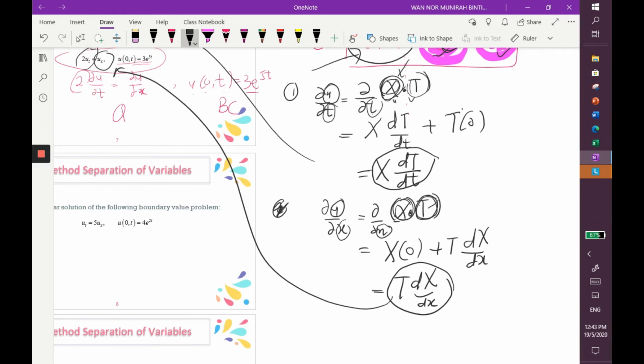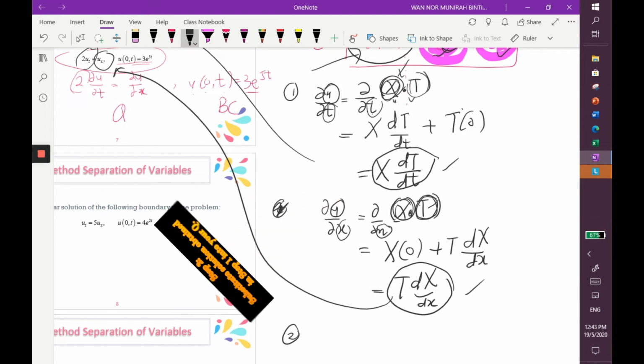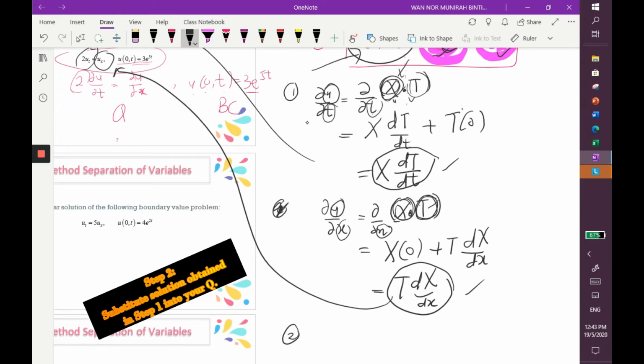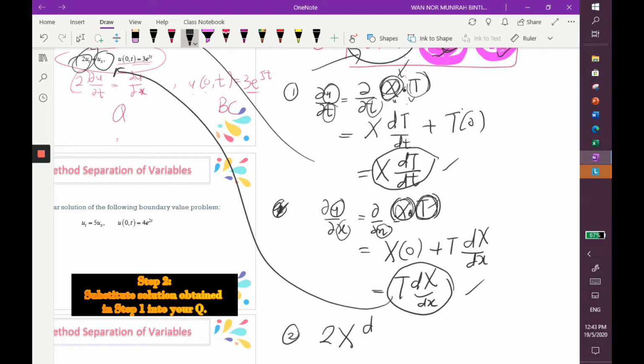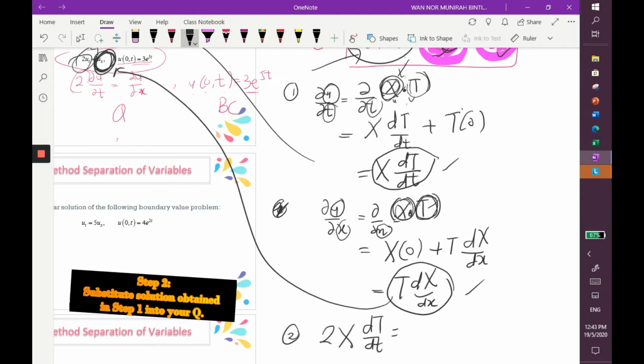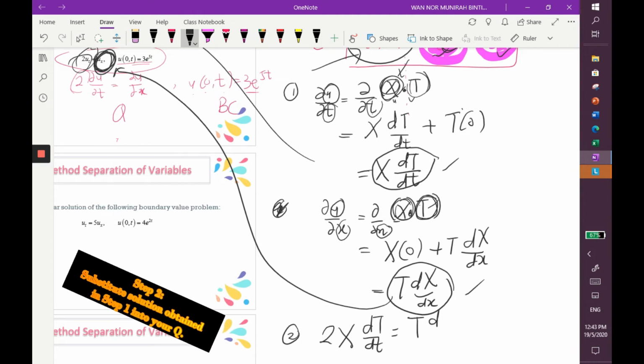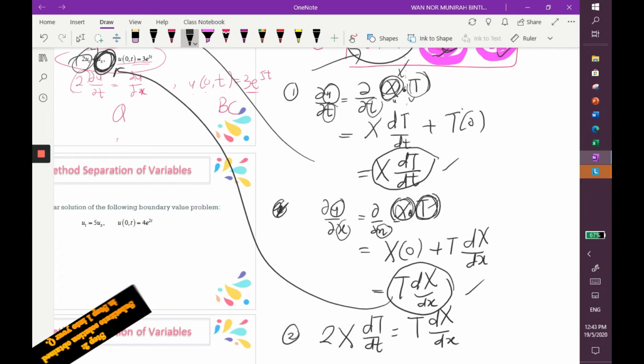So the second step is we need to substitute del u del t and del u del x into our question. Okay, substitute. So in the question we have the left hand side, 2u sub t, which is 2x dt dt, equals your right hand side, u sub x, which is t dx dx. Okay. That is the second step.